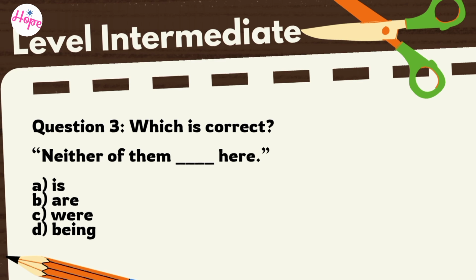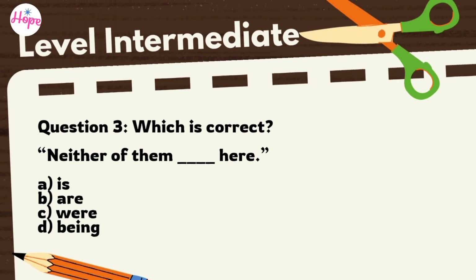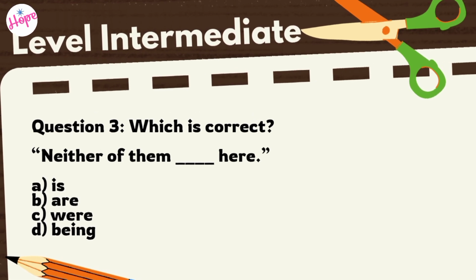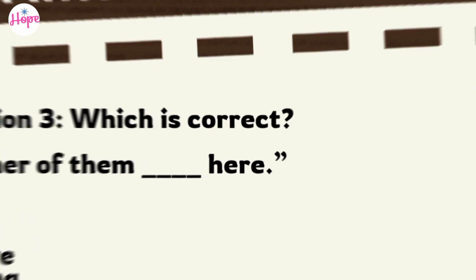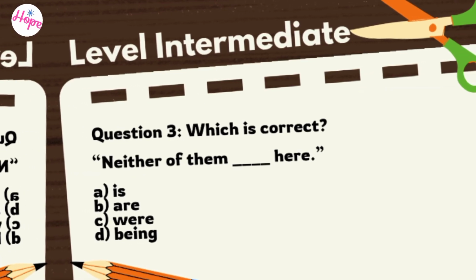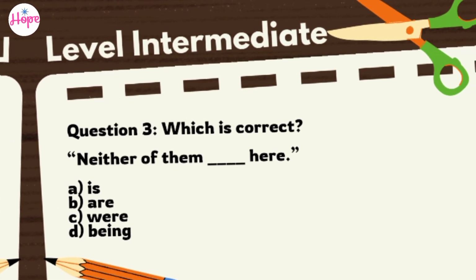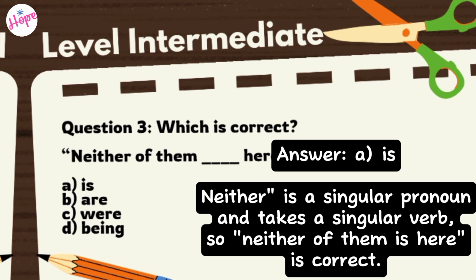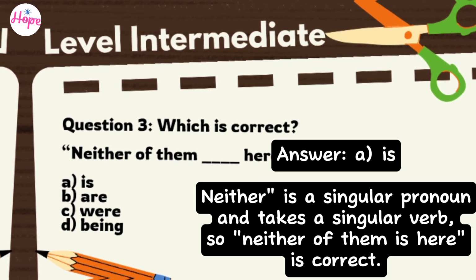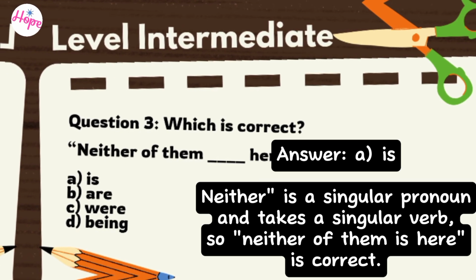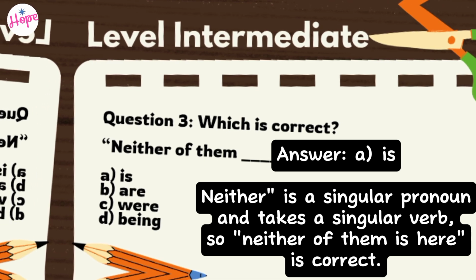Question 3. Which is correct? Neither of them. Here. Answer A. Neither is a singular pronoun and takes a singular verb, so neither of them is here is correct.